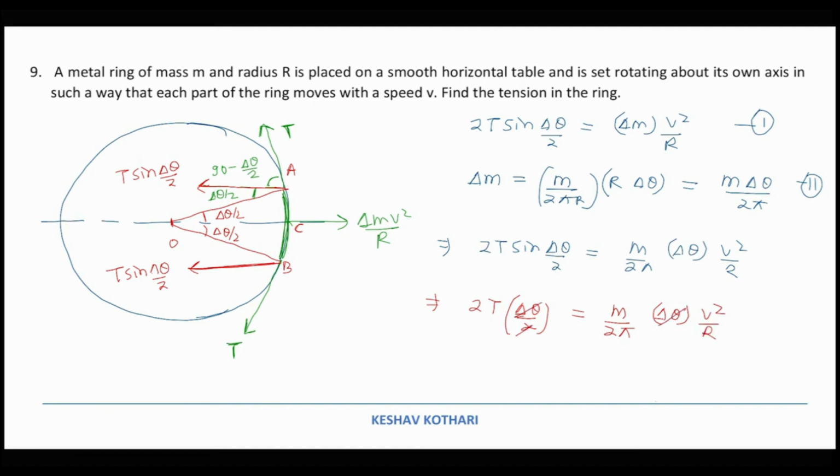So from here we can calculate the value of tension, which is equal to m v square upon 2 pi r. So the value of the tensional force in the ring is going to be m v square upon 2 pi r.